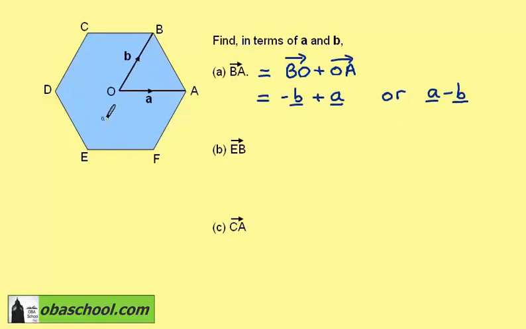To go from E to B, we can see going from E to O is b, and then O to B is also b, so this is 2b.